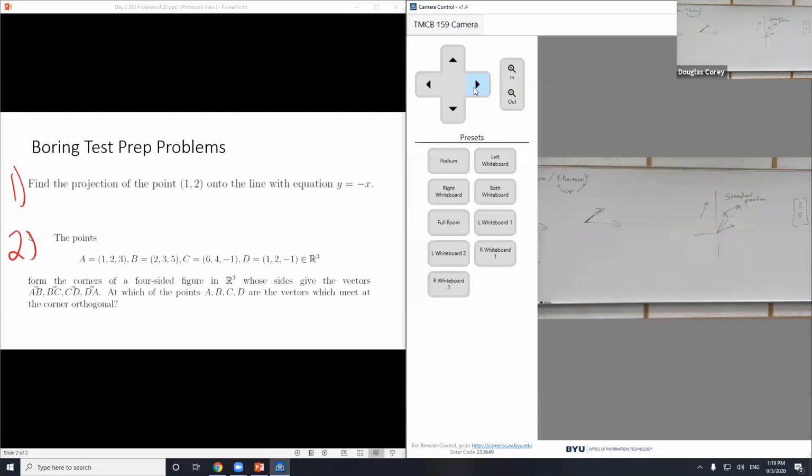So to do a dot product, here's a key thing. To do a dot product, they have to have the same dimension. These a's and b's have to have the same dimension.